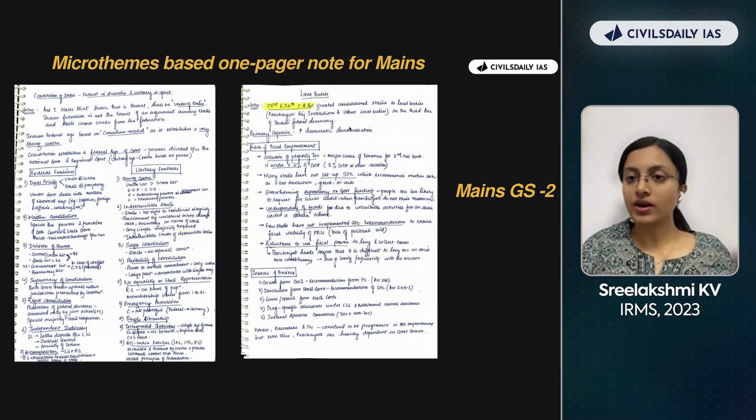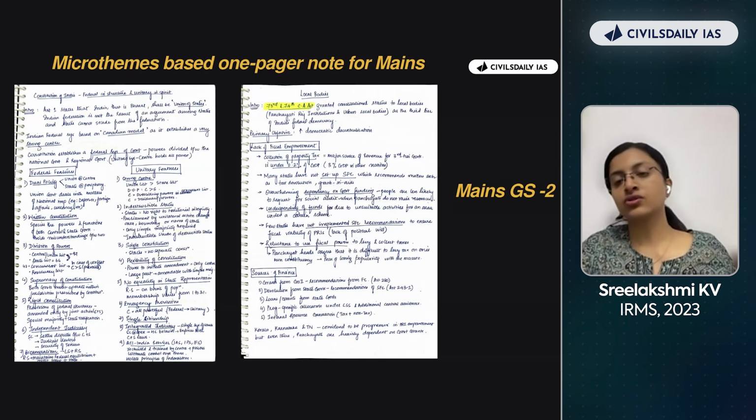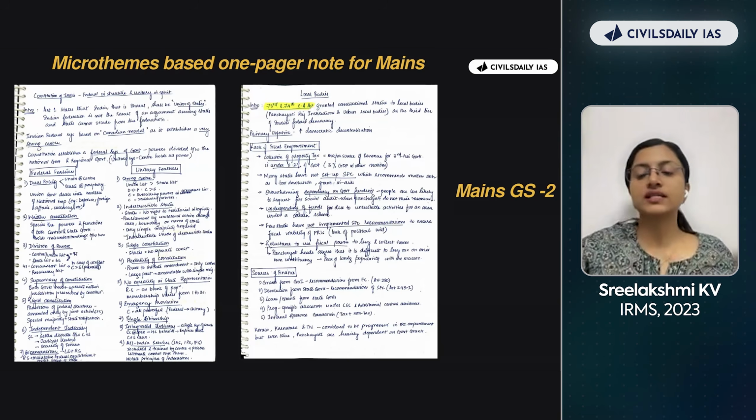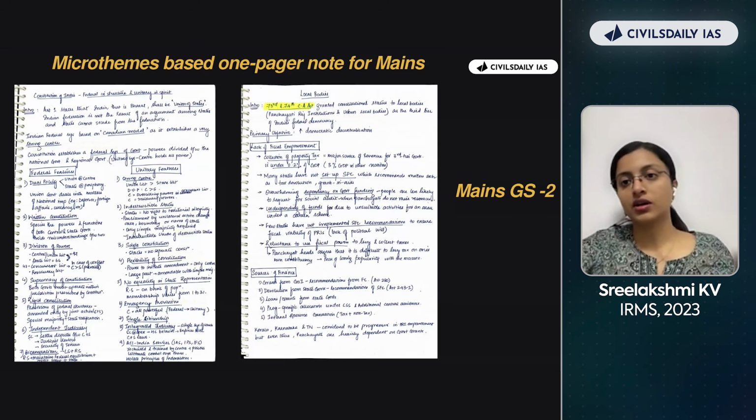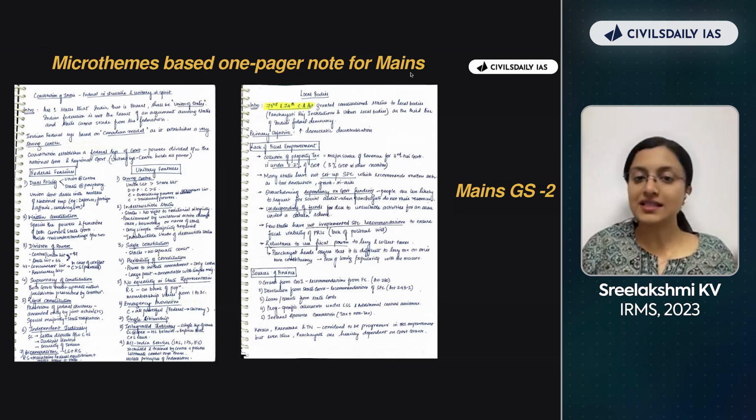Right? Local bodies, a very important theme. If I'm starting my introduction, I will start with the 73rd and 74th Constitutional Amendment, which actually introduced local self-government into the Constitution. Right? It was not there in the original Constitution. So I'll start my introduction with it. I don't have to waste my time thinking about introductions.